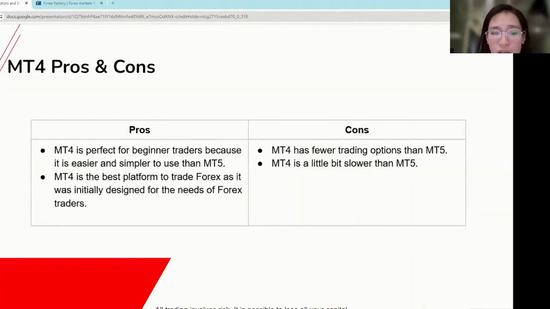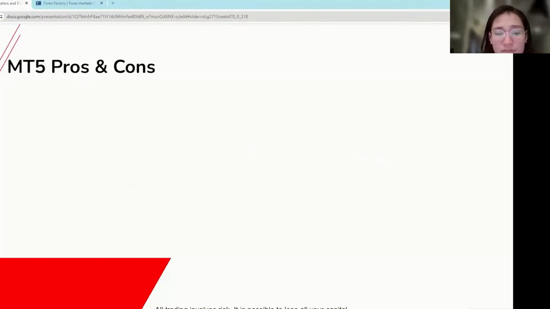So some pros and cons of MT4. Pros, MT4 is perfect for beginner traders because it's easier and simpler to use than MT5. And MT4 is the best platform to trade Forex as it was initially designed for the needs of Forex traders. Some cons is that it has fewer trading options than MT5 and it's a little bit slower than MT5.